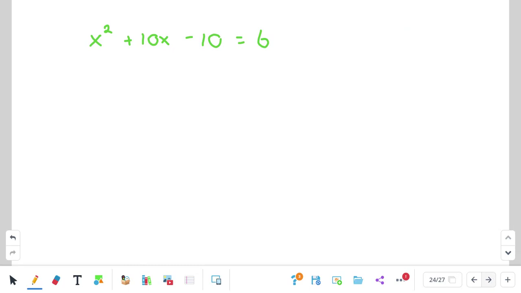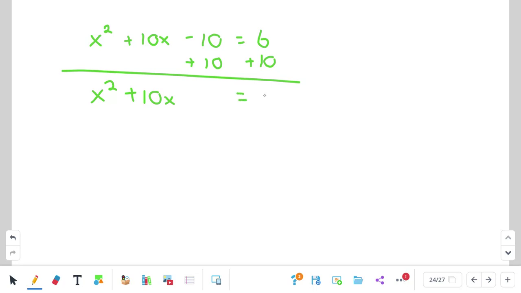Okay, let's check and see if it works. Is half of 10 squared equal to this number? No. Okay, that didn't work. So here's what I'm going to do. I'm first going to get rid of this number by just adding it to both sides, just to get it out of the way. So I have x squared plus 10x equals 16. And I purposely left myself some room here, and you'll see why in just a second.